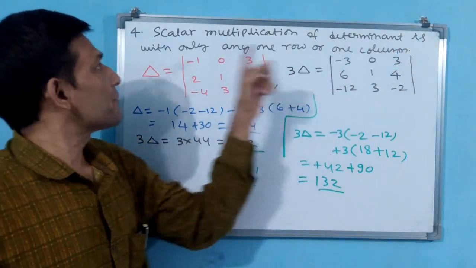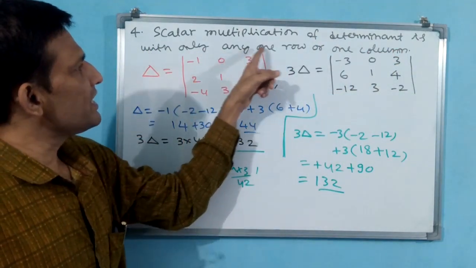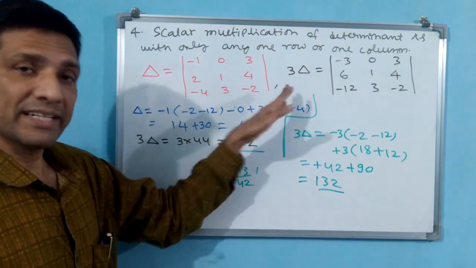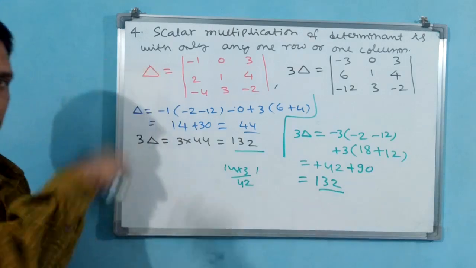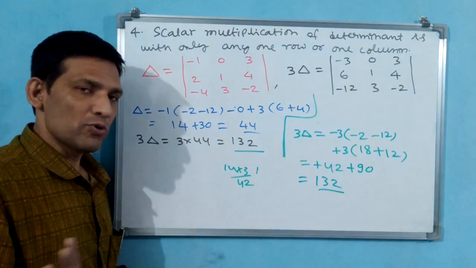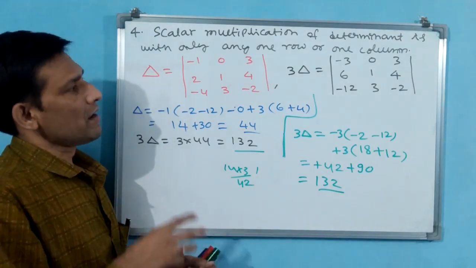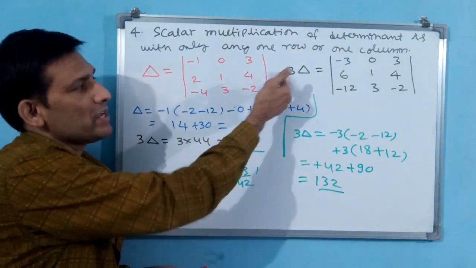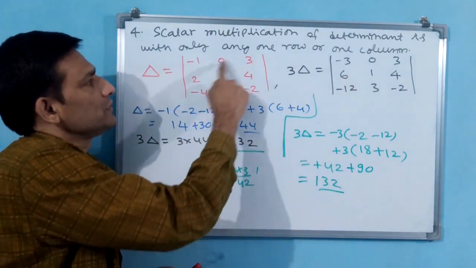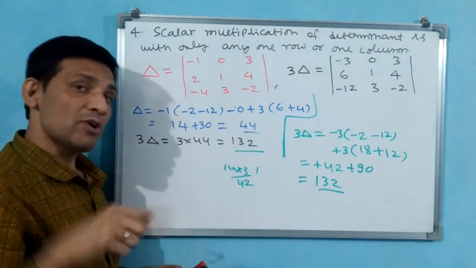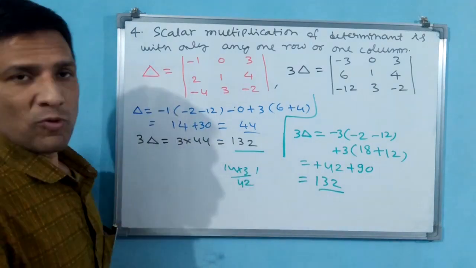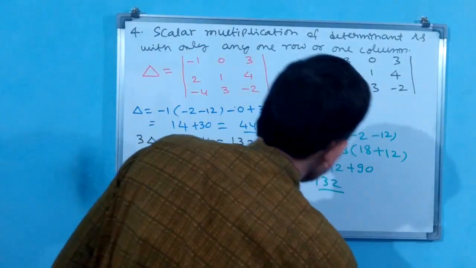Once again you read. Scalar multiplication of a determinant is with only any one row or one column. That means you are multiplying with k. In proof we will take k. We don't take any number like 3, 4, 1, 2, because we are going to prove it. While verifying we have taken k as 3. Then we have multiplied this k with only one column. Remaining columns we have not multiplied. But in a matrix you have to multiply with every element. This has been verified. Let us prove. Proof also we will see.